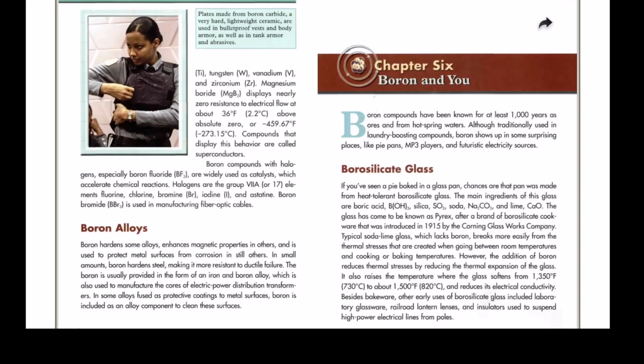Borosilicate glass. If you have seen a pie baked in a glass pan, chances are the pan was made from heat-tolerant borosilicate glass. The main ingredients of this glass are boric acid, silica, soda, and lime. The glass has come to be known as Pyrex, a brand of borosilicate cookware that was introduced in 1915 by the Corning Glass Works Company.